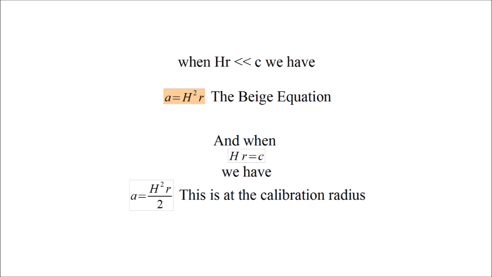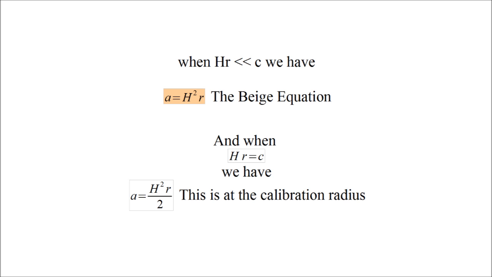When hr is small relative to c, then we can drop h squared times r squared from the denominator, and you have a is equal to h squared times r. It's worth noticing that this looks exactly like uniform angular acceleration and is also the derivative of Hubble's law with respect to time.